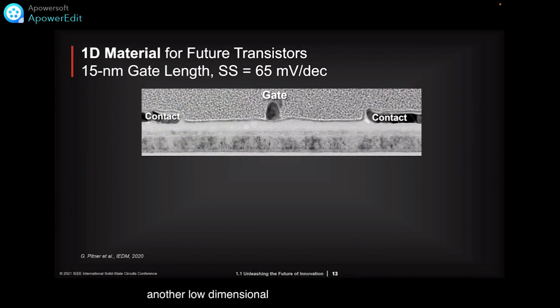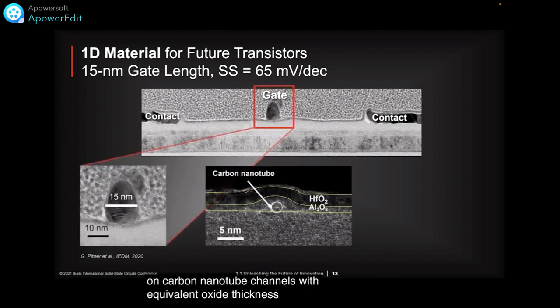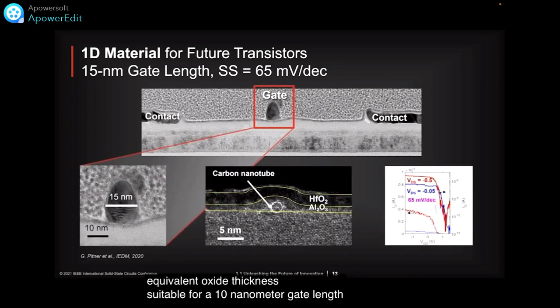Another low-dimensional material, the 1D carbon nanotube, is also a promising candidate for future transistors. A key issue that needs to be resolved for the carbon nanotube channel is a thin gate dielectric that enables short gate length transistors. A paper presented at IEDM 2 months ago demonstrated a breakthrough in high-k gate stack on carbon nanotube channels with equivalent oxide thickness suitable for a 10 nanometer gate length transistor.